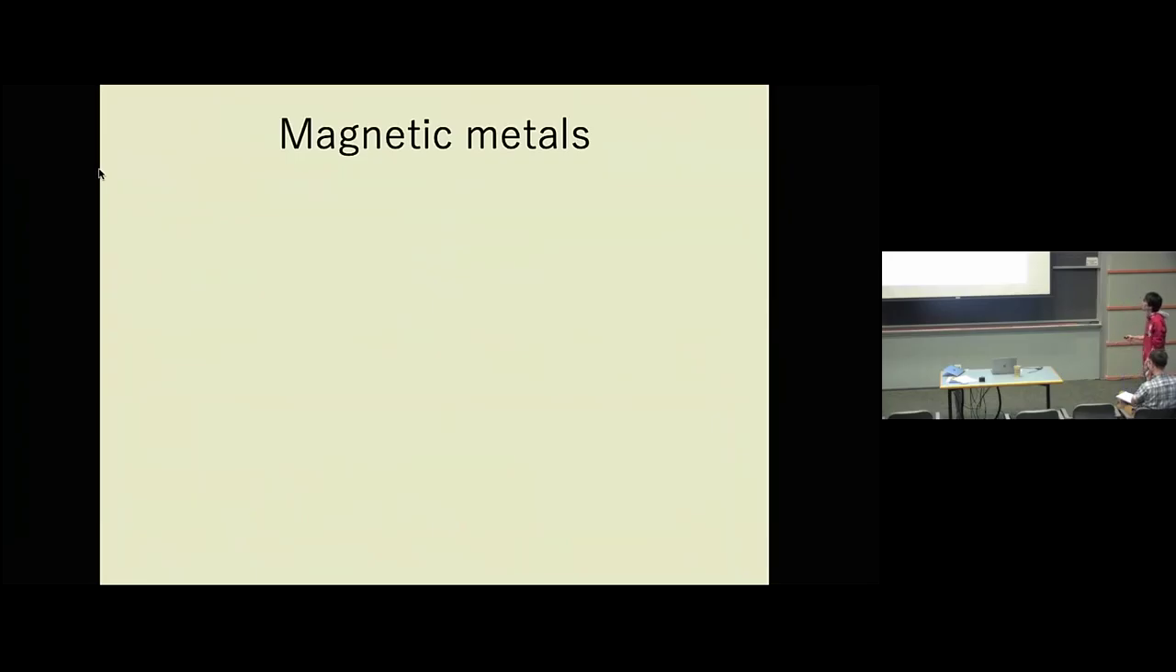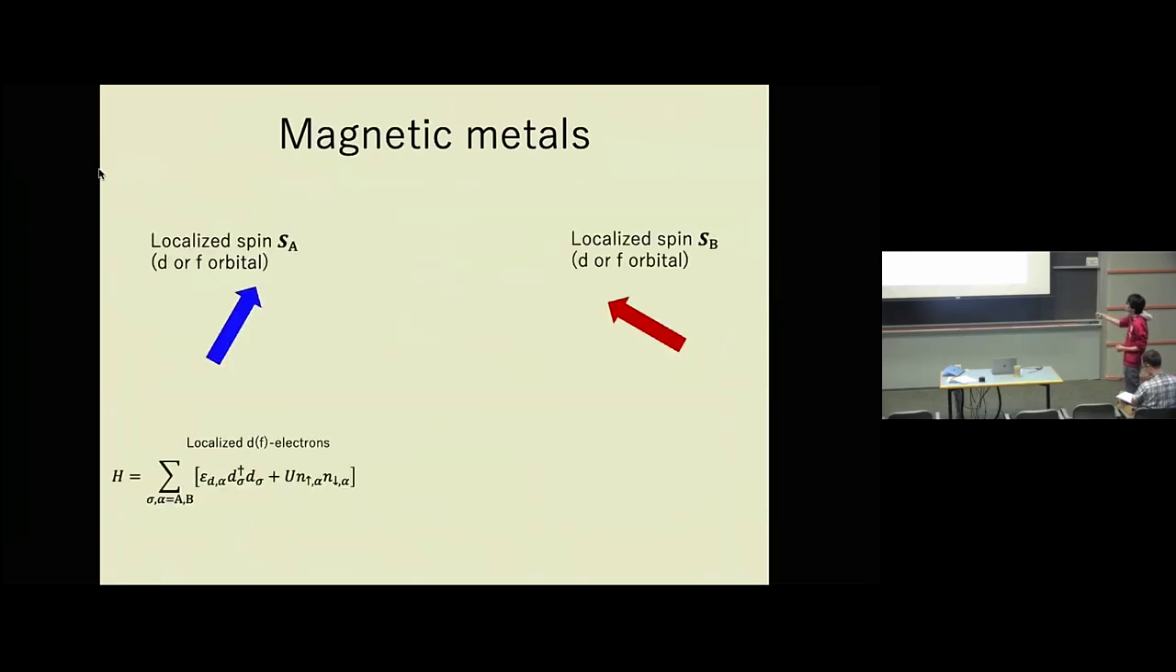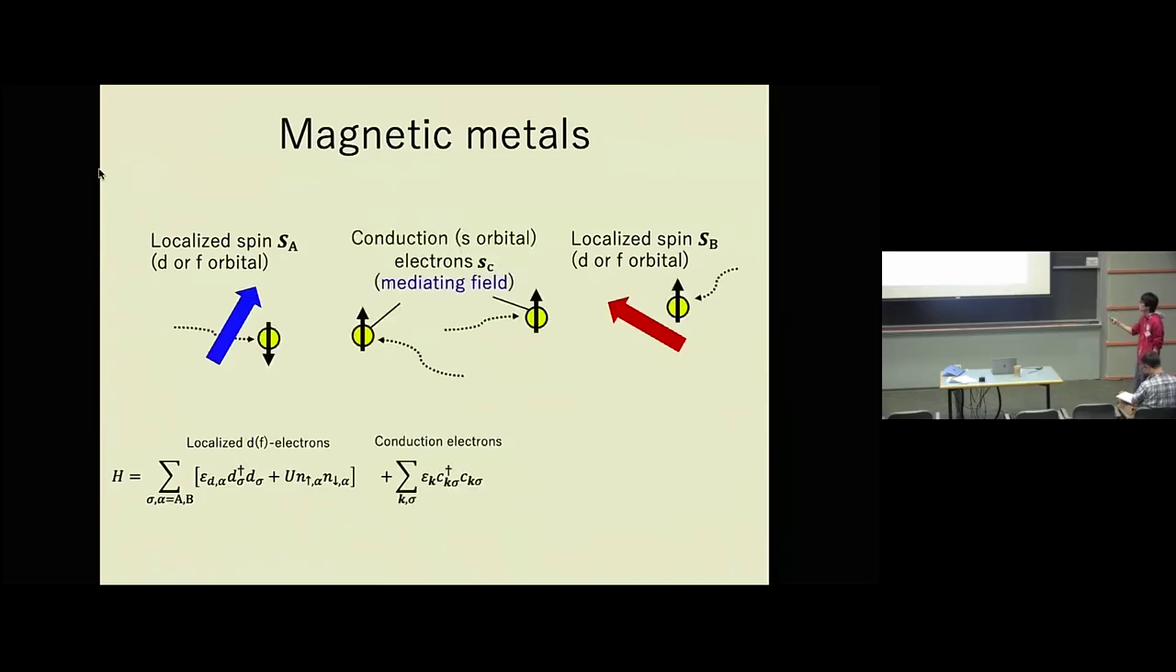Okay. So a magnetic metal is a magnet that is a metal. It is made of two kinds of electrons. One is what's called a localized spin, which consists of d orbital or f orbital electrons, which is responsible for being a magnet. And there's another electron that's also important, which is the conduction electrons, which are usually made of s orbital electrons, which can hop around the atom.